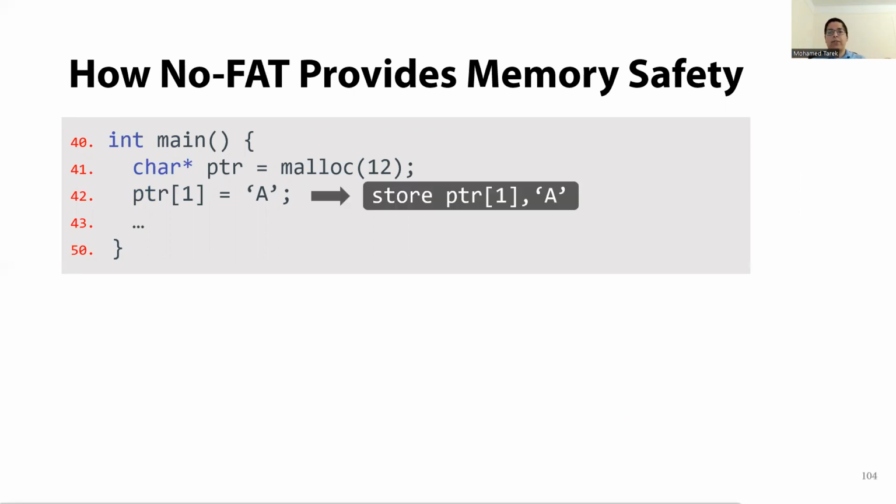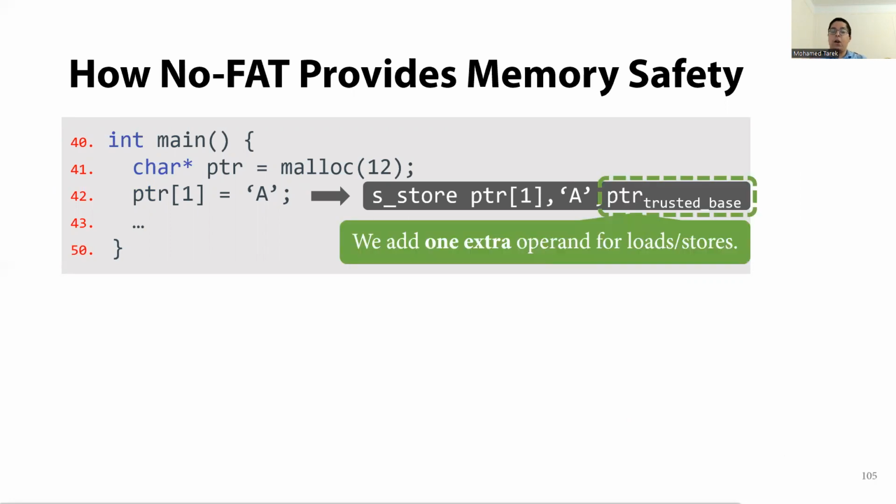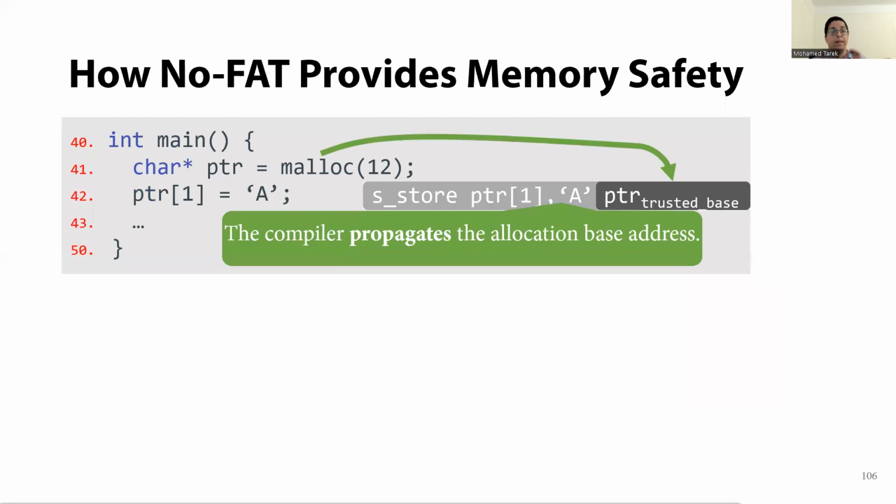Let us assume that after the memory is allocated, our program issues a store instruction to write the value A to pointer 4. With no fat, every load and store instruction will have one more operand, which we call the trusted base. This operand is propagated using the compiler from the malloc output to the store input.